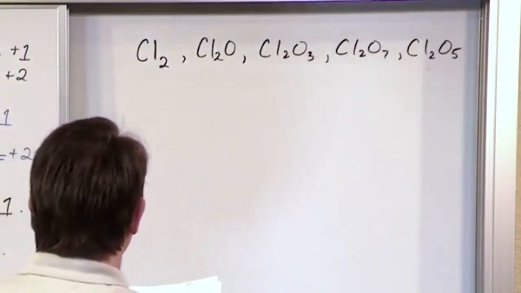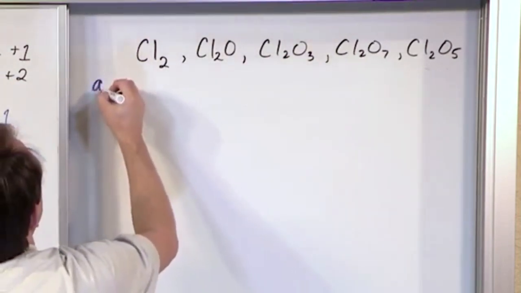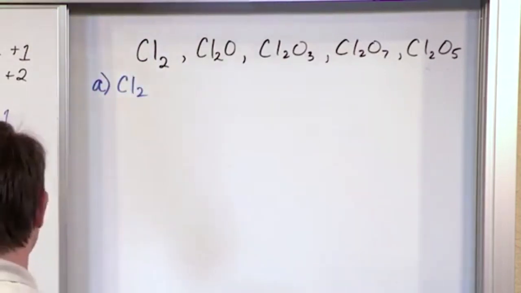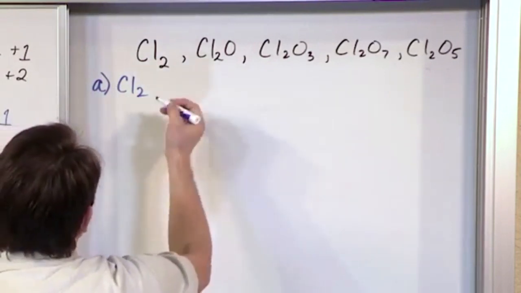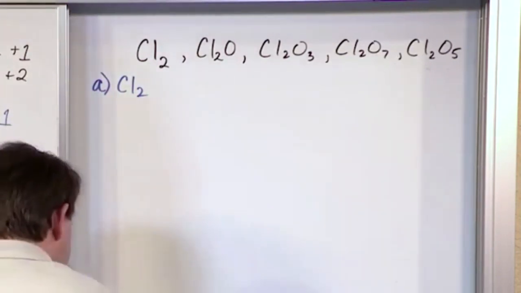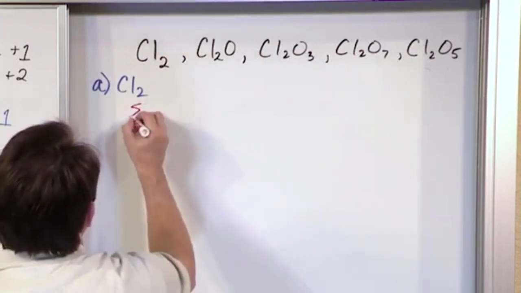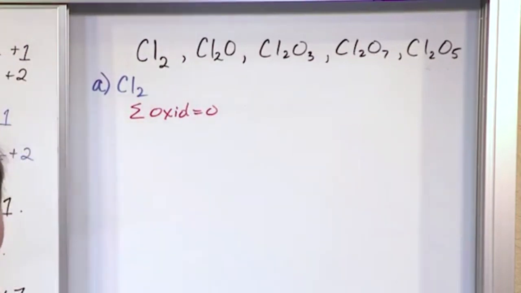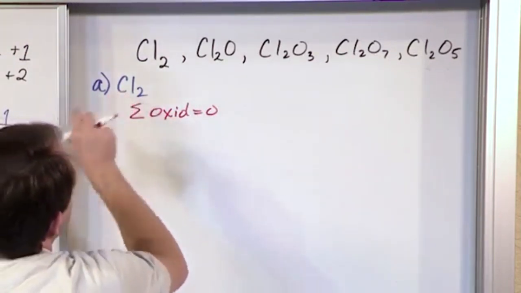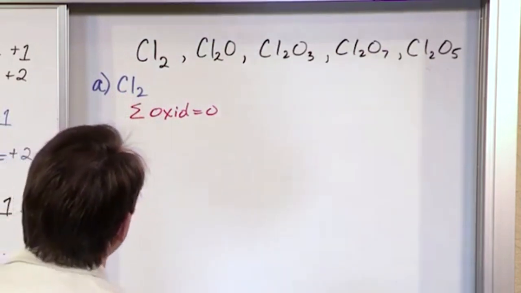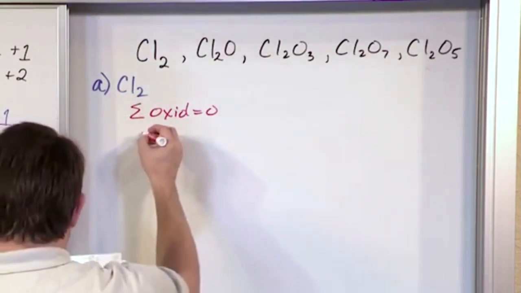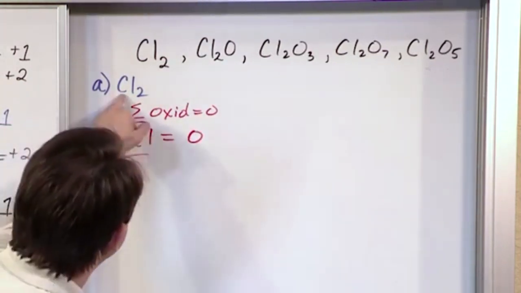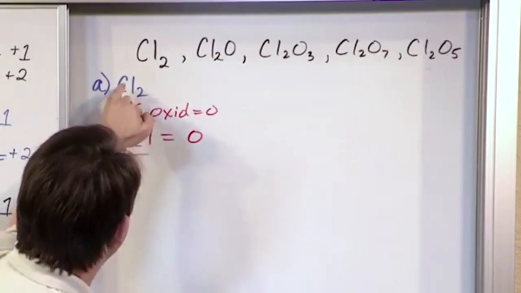We'll do this a little bit rapid fire, but not too fast. So here we have Cl2. This is just 2 chlorine atoms bonded together. So rule number 1 is going to come into play. What is rule number 1? The sum of the oxidation numbers is equal to 0. Since the sum of the oxidation numbers for both of these chlorine atoms is 0 and it's off by itself, the oxidation number for chlorine here is going to be 0, because 0 plus 0 gives us 0.